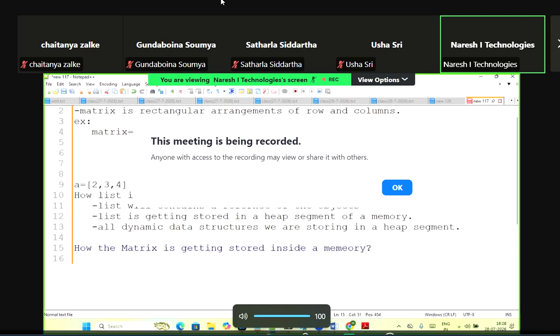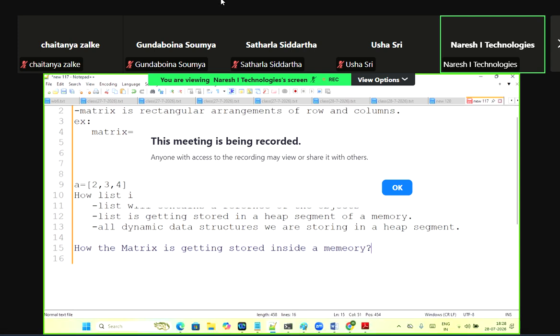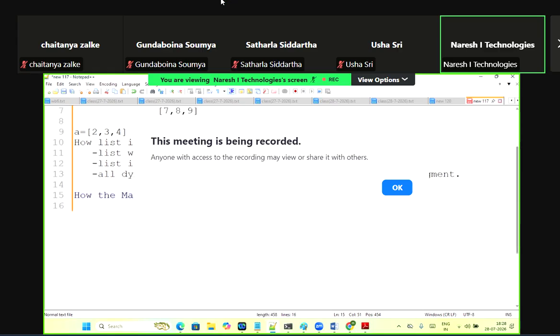This GPU is performing these things in a much faster way because of the matrix operations only, right? So there's a reason that matrix is really important for us, and entire deep learning is based on the matrix only. Okay, so let's take how exactly the matrix is getting stored inside the memory.